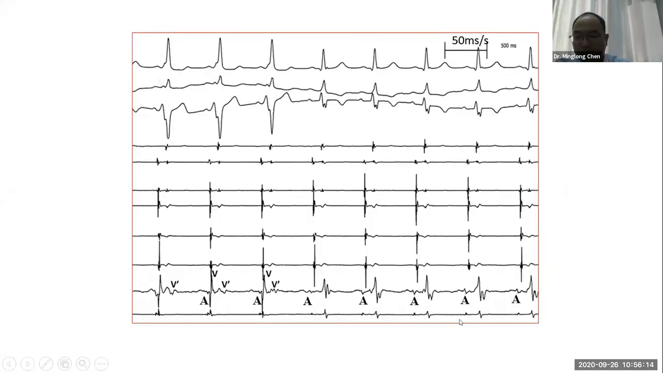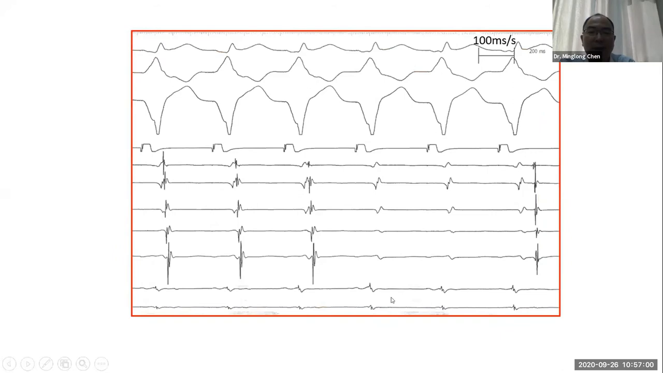And then we mapped to the side above the previous ablation, and you can see a very beautiful small A and V. I also discussed this case with Sonny Jackman. He told me that this peak potential is the extra pathway potential, and this is far field V. When we ablated here, at almost the 10 o'clock position of the TV annulus, the conduction was over the AV node, and the anterograde conduction over the pathway was successfully blocked.